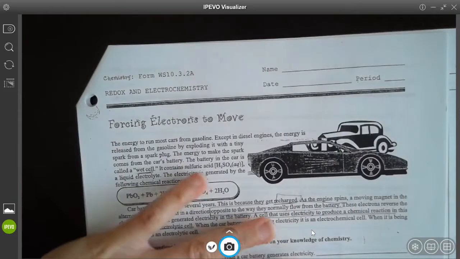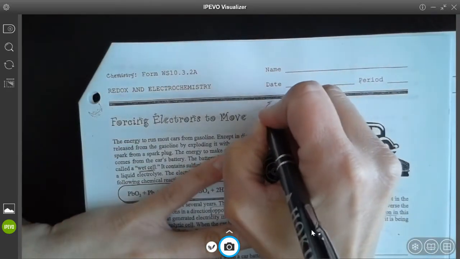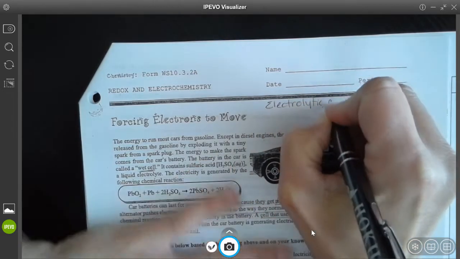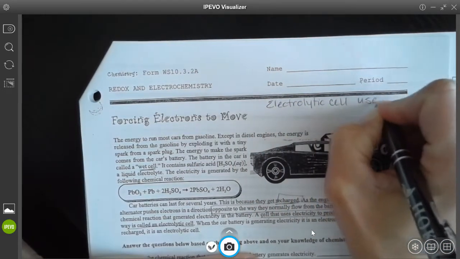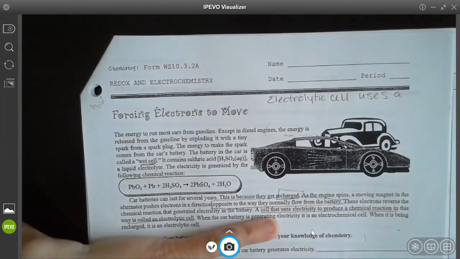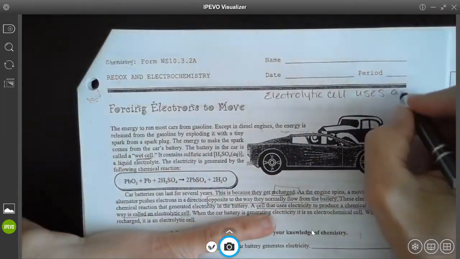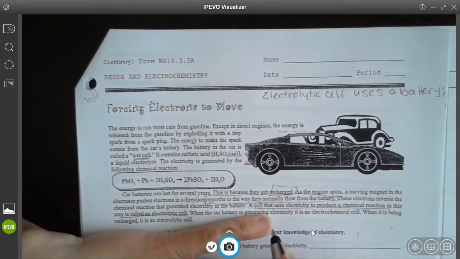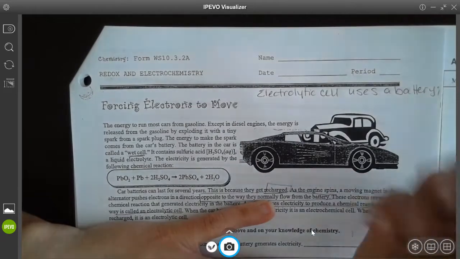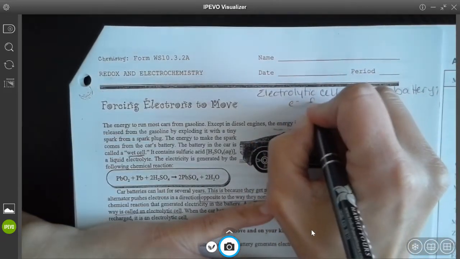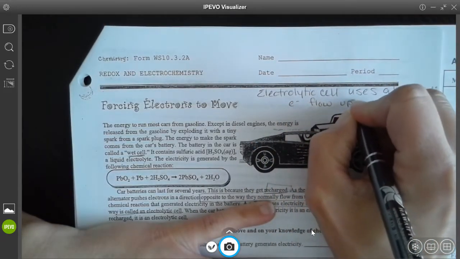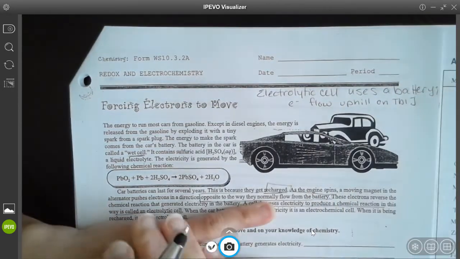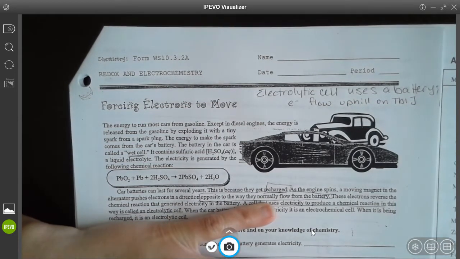So let's write a couple things down. Electrolytic cell uses a battery. It doesn't have to be a battery. It can be a plug-in. It has to have some type of energy source. Electrons flow uphill on table J. Okay, so that's what we're going to focus on today.